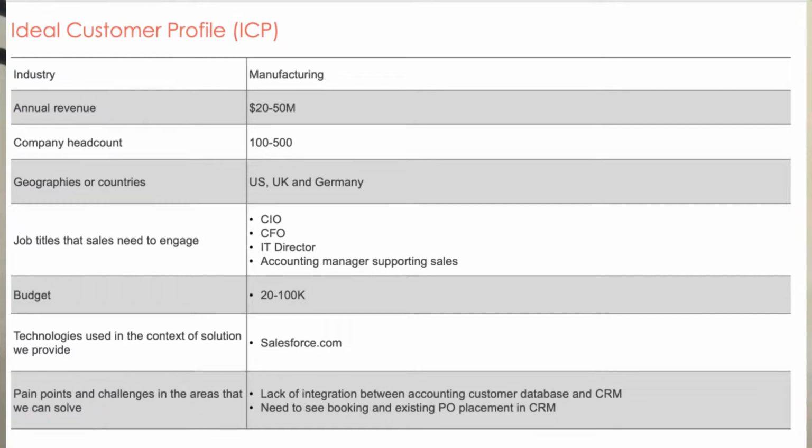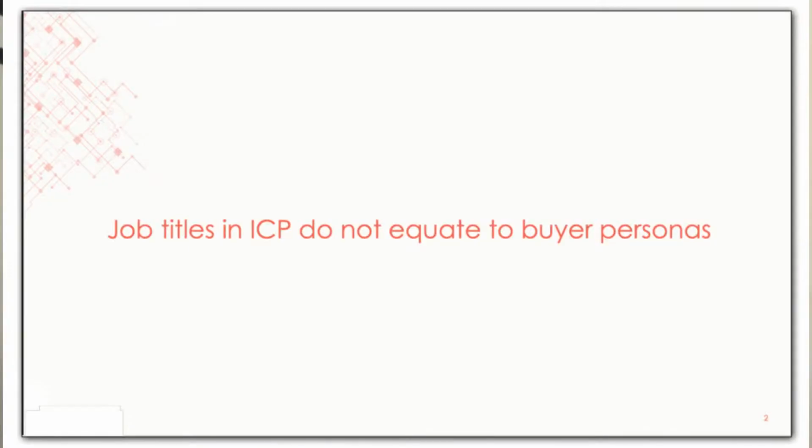Another thing I want to call out: job titles in ICP don't necessarily equate to buyer persona. Again, I want to say that one more time. The job titles you identify in ICP, which is the previous template, do not necessarily equate to buyer persona. Sales can have a list of job titles that they want to engage with or talk to. That doesn't mean marketing needs to market to every single job title in ICP. I want to make that very, very clear. Job titles in ICP and the customers that marketing wants to market to are two separate strategic discussions.